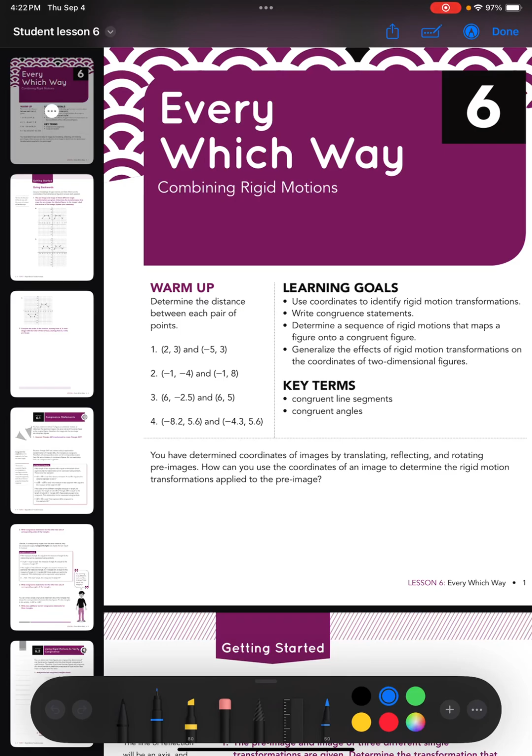All right, starting our last lesson here in our topic on rigid motion transformations, lesson 6, combining motions. A little warm-up activity to get started, just finding the distance between 2 points.